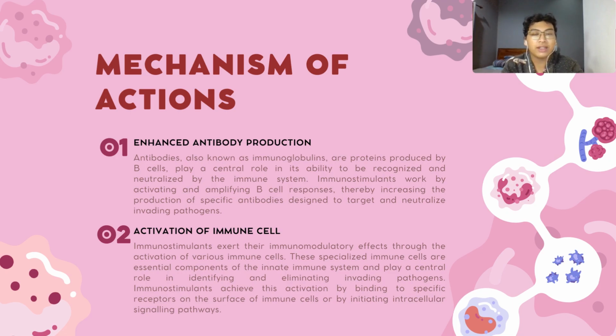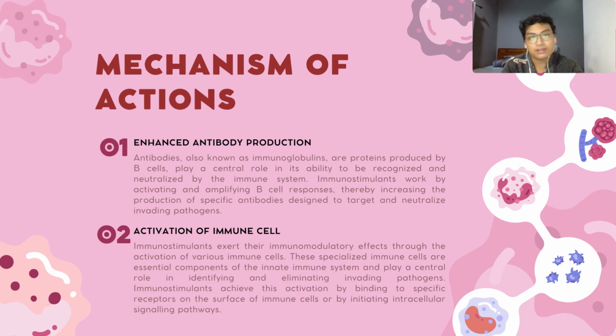Immunostimulants work by activating and amplifying B cell responses, thereby increasing the production of specific antibodies designed to target and neutralize invading pathogens. This improvement in antibody production is especially useful in situations where the body must develop a rapid and effective immune response, such as during infection or vaccination. The second one is activation of immune cells.